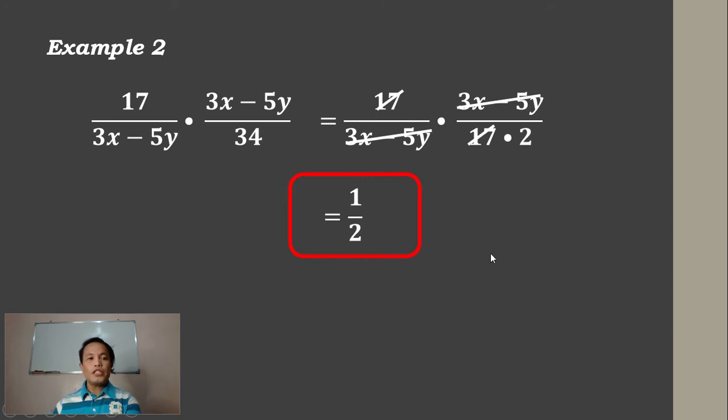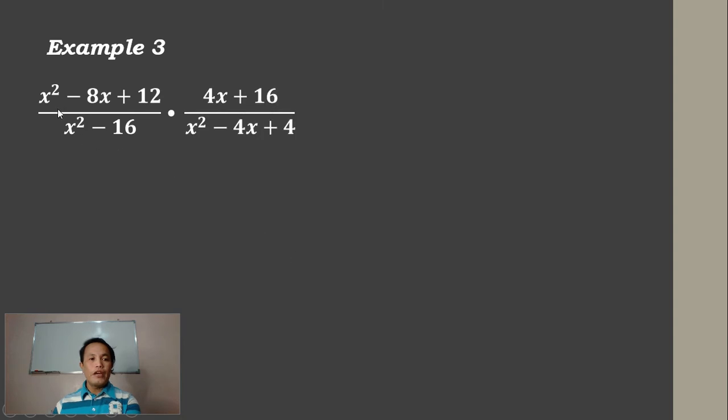Now, let's proceed to example number 3. We are given x squared minus 8x plus 12 over x squared minus 16 times 4x plus 16 over x squared minus 4x plus 4.